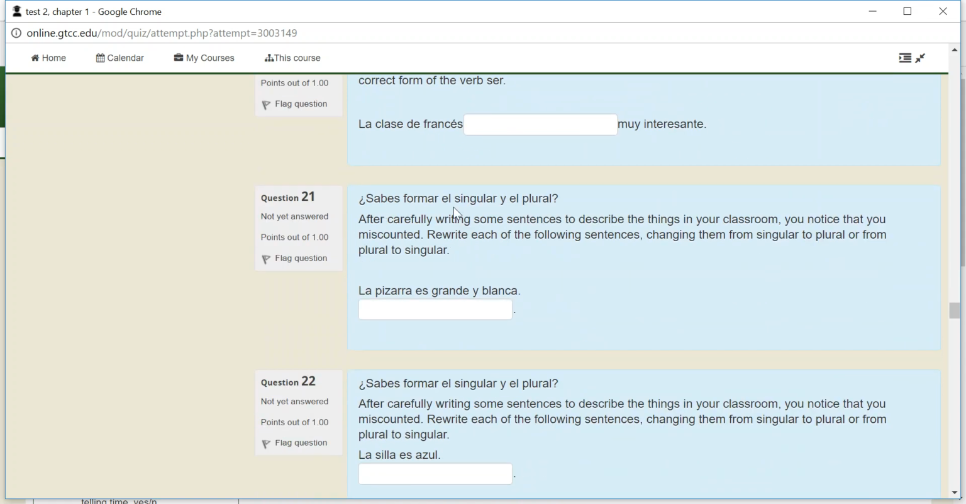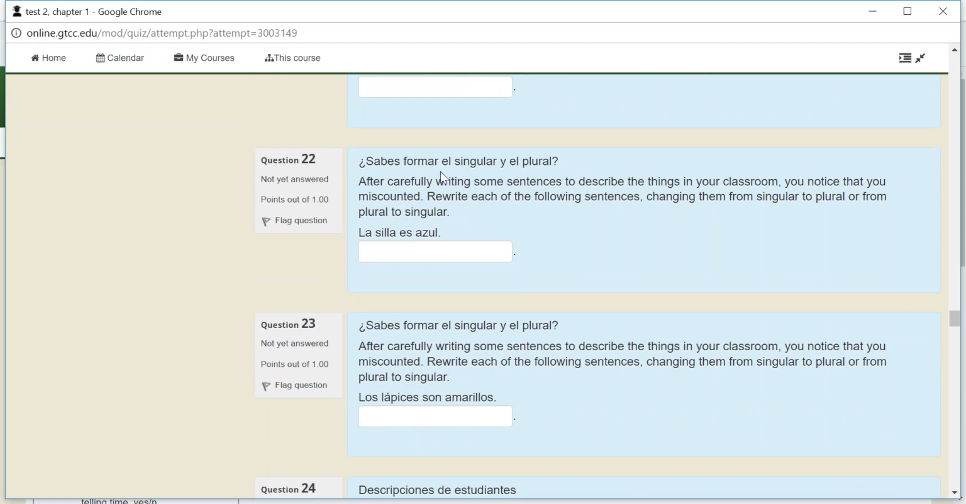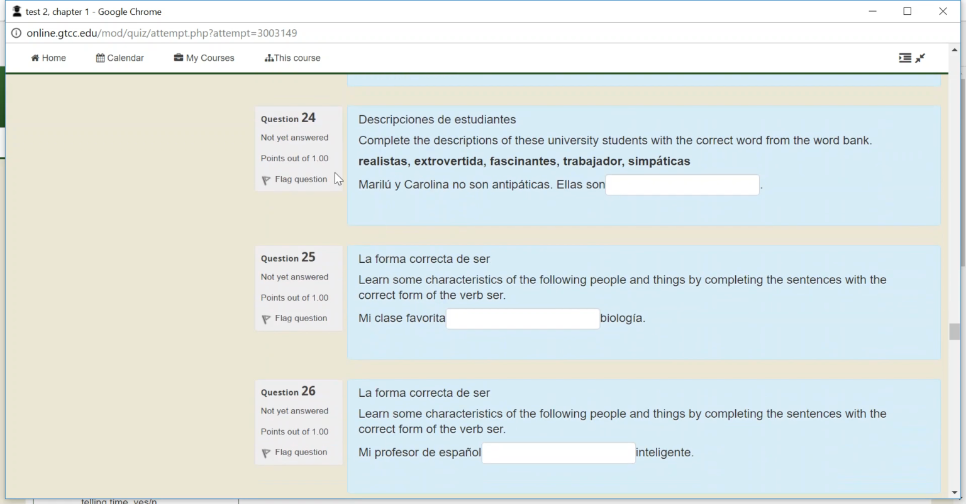This is sabes formar el singular y el plural, that's where you're reading the sentence, and if it's in singular form, you're making everything plural. If it's in plural form, you're doing the reverse, making everything singular. Same thing here, same thing here.